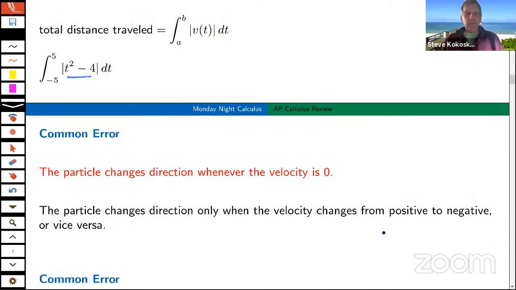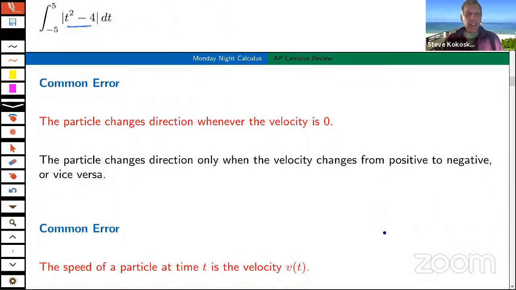Very good. Excellent. The speed of the particle at a time t is the velocity. Common error. We see lots of free response questions where we're asked to find the speed of the particle, often asked to work with the speed of the particle. What's wrong with that one?